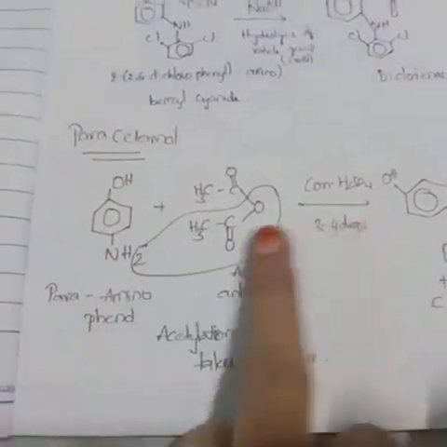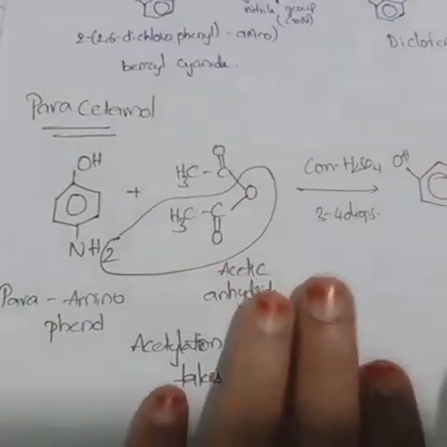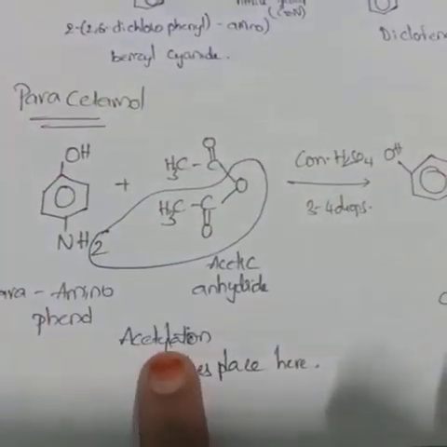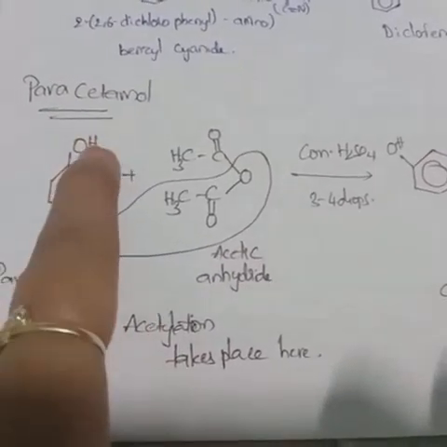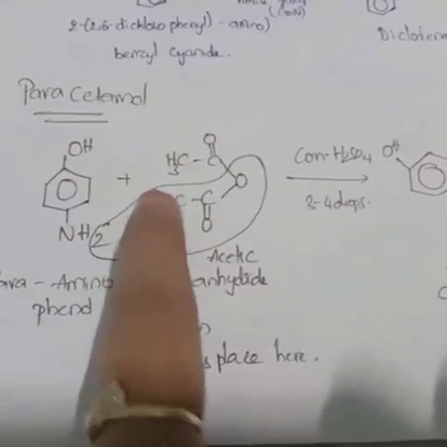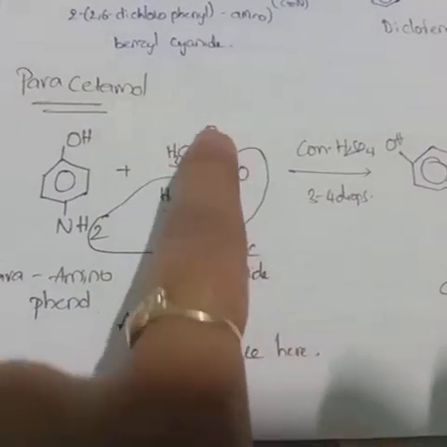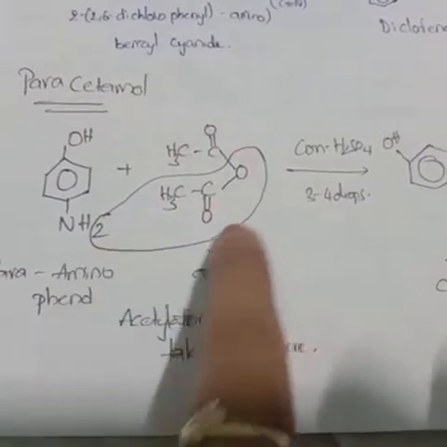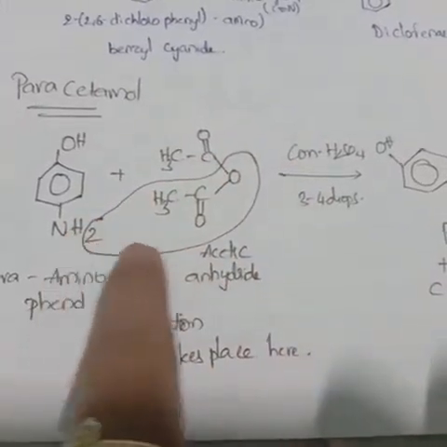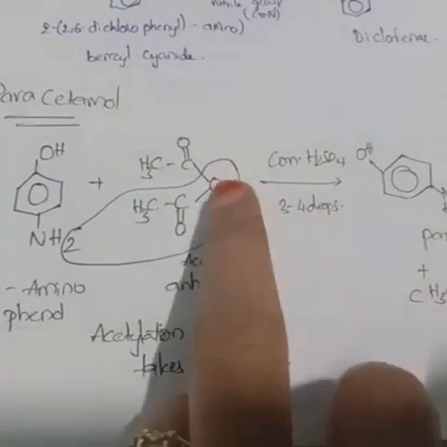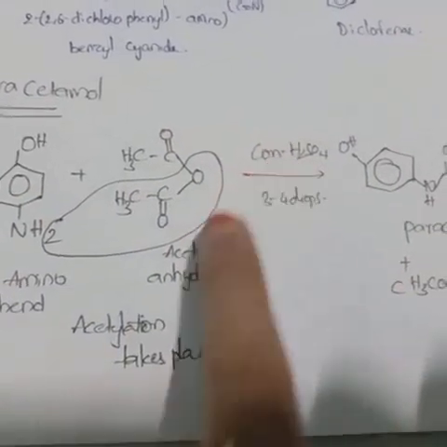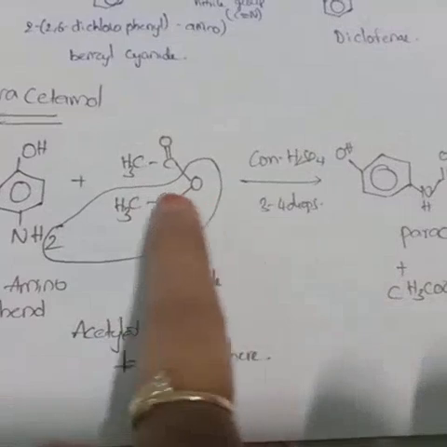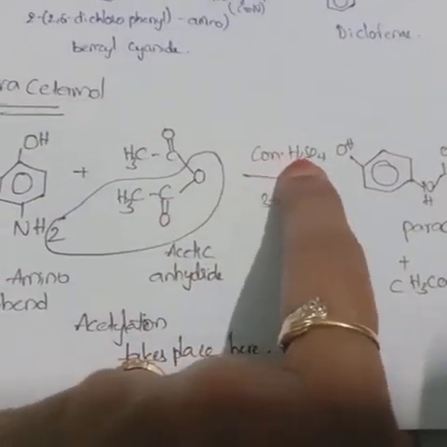So last, paracetamol. Paracetamol is a very simple synthesis. The main principle involved in this paracetamol synthesis is acetylation. So here para-aminophenol we have taken and it is treated with acetic anhydride. This is the acetic anhydride. So this group is removed and this group is attached here. It undergoes acetylation in the presence of acetic anhydride and concentrated sulfuric acid.